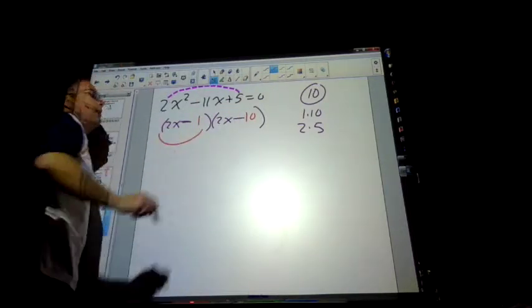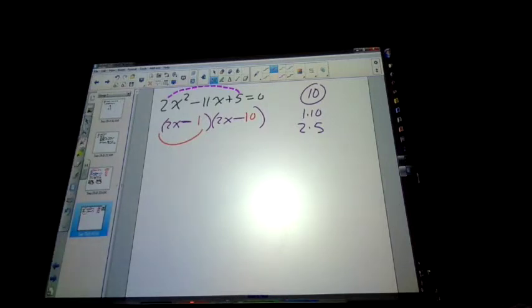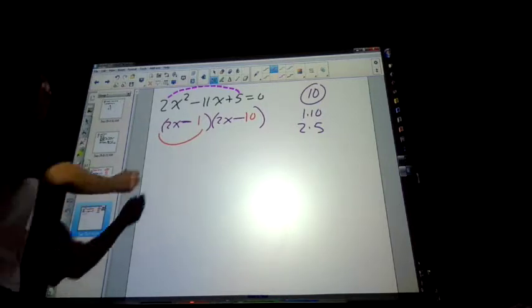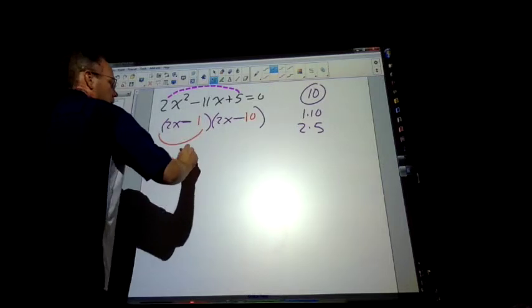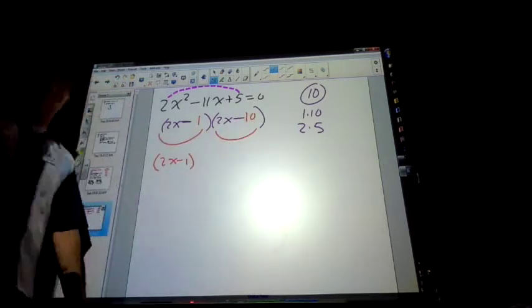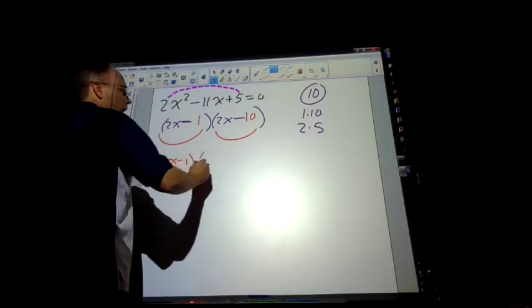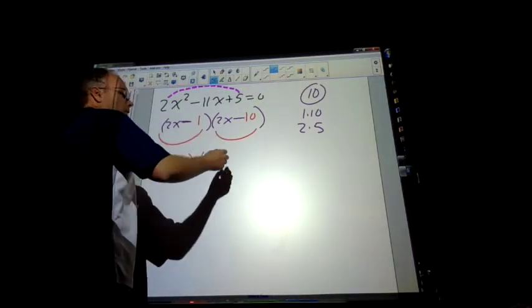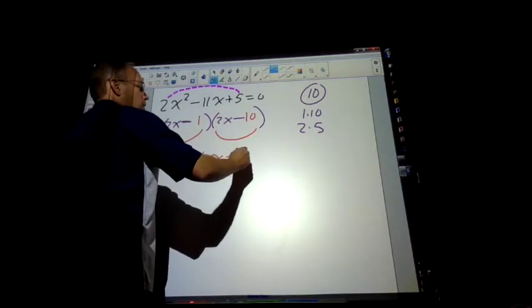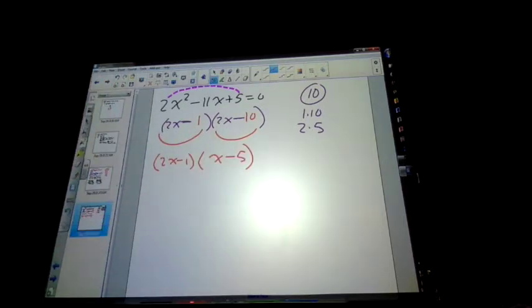Do I have a greatest common factor right here I can throw away? No, so I'm just going to be left with 2x minus 1. Do I have a greatest common factor here that I can throw out? 2. 2 goes into both. Factor it out, throw it away. 2 goes into 2x, leaves you x. 2 goes into 10 five times. So if I were to FOIL that back together, I'd get my original answer.